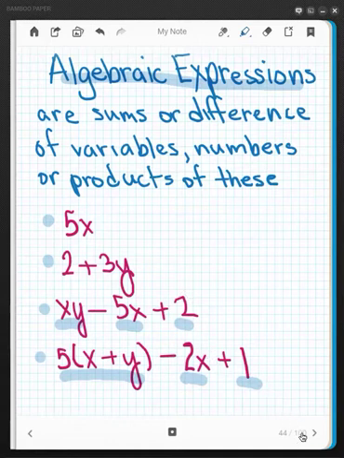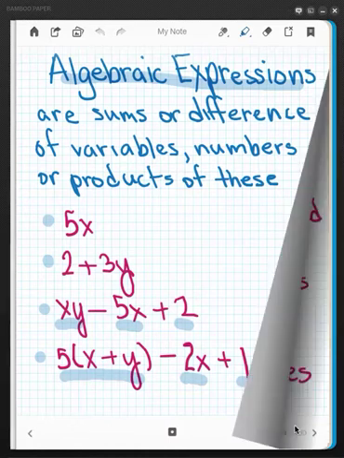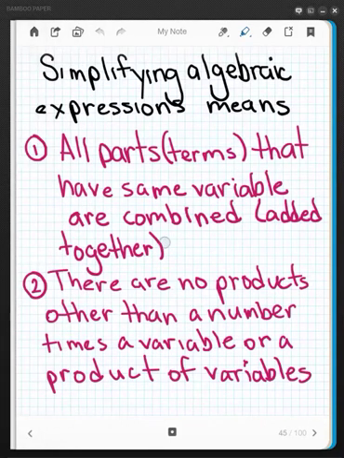And algebraic expressions are what we learn to deal with for the very first time in algebra. So we're going to talk about simplifying these algebraic expressions. So simplifying, what does that mean? Well, simplifying an algebraic expression means that we are going to make all the terms that have the same variable combined together. So all parts or terms that have the same variable are going to be combined, and combined means added together.